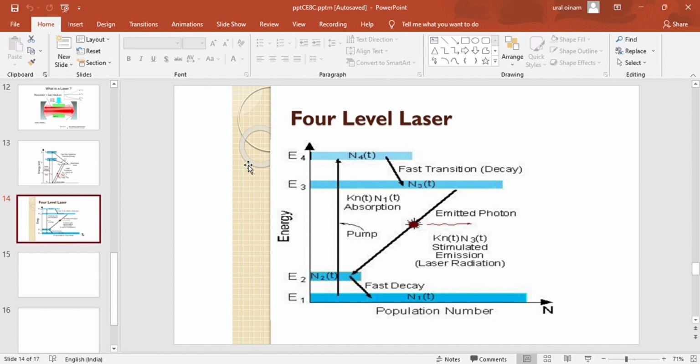So the electron will move down to E2, and then from the E2 energy state they will lose the energy in the form of heat, and then they will go to E1. And also there's another concept of why we can't have a two-level laser. Well, we can't have a two-level laser because we can't achieve population inversion in such a scenario.